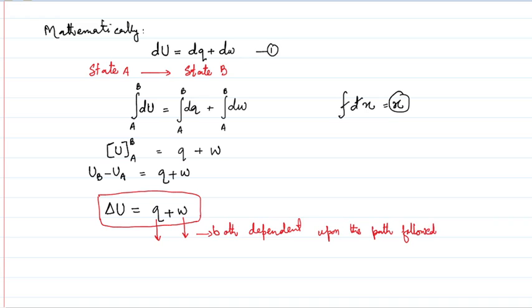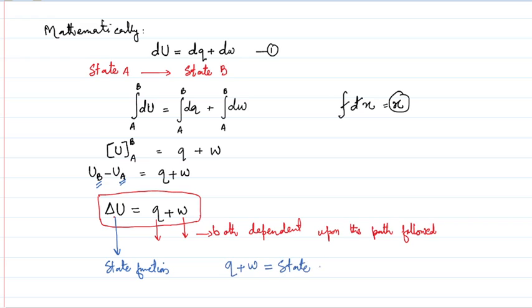That means Q as well as W, both are path functions. But if we make an algebraic sum, the change in internal energy, this is a state function. That means it depends upon the initial and the final state only, and not upon the path followed. So individually Q is a path function, individually W is also a path function, but their algebraic sum, always remember, Q plus W will also be a state function.